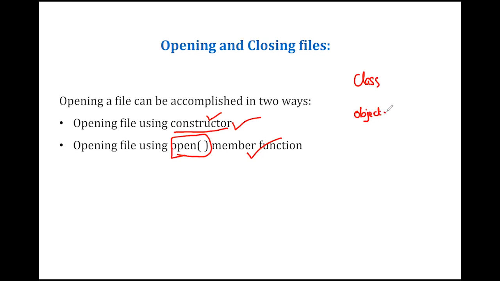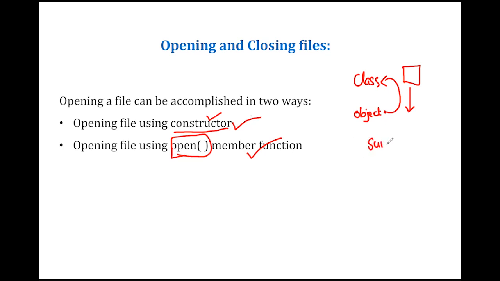What is an object? It is nothing but something which is created based on a class. A class is like a blueprint of something. I'm going to create an object of this class type, isn't it? So when does a constructor get invoked? Every time I'm creating an object.